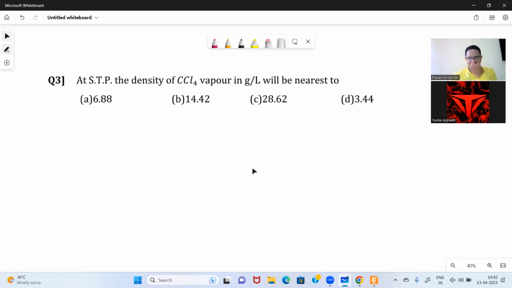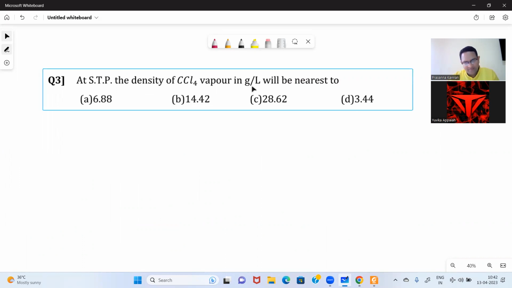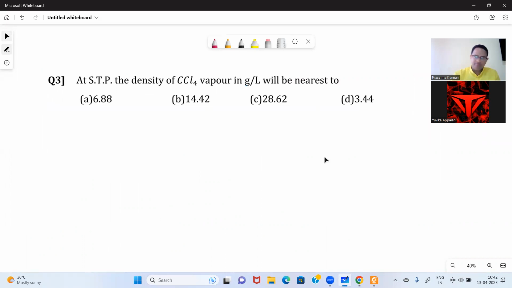Yes, Viveka. At STP, the density of carbon tetrachloride vapor in gram per liter will be nearest to. So what is the formula for density, Viveka? Mass by volume. Yes.